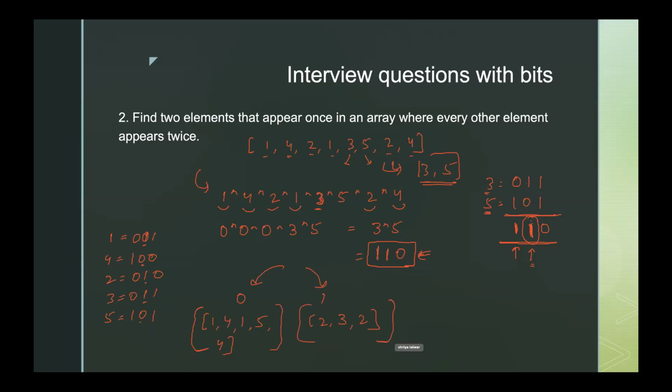Okay, so can we try to extract the numbers from this now? Yes, we can actually. If we perform XOR within this group only, 1 and 1 will cancel out, 4 and 4 will cancel out, and the remaining number is going to be 5. And if in this set we perform XOR of all elements, 2 and 2 will cancel out and the number effectively will be 3. So we have now successfully separated these two numbers, that is 5 and 3.